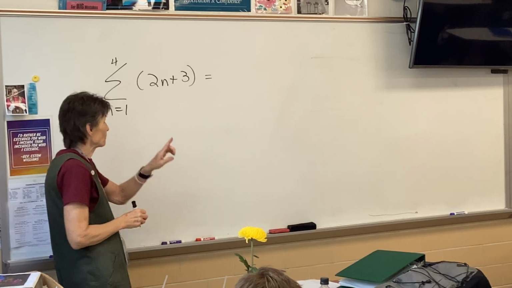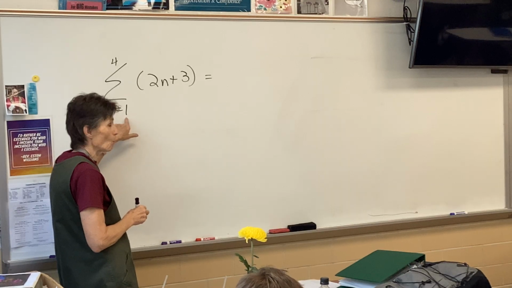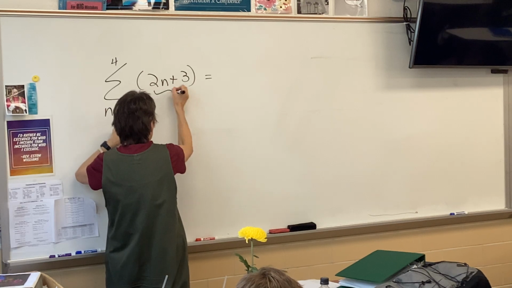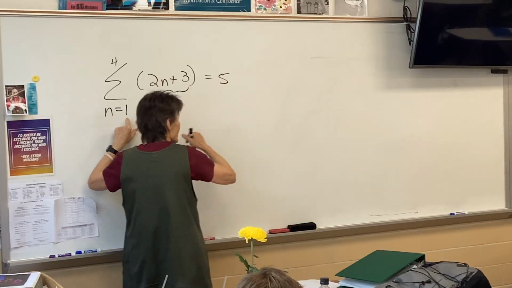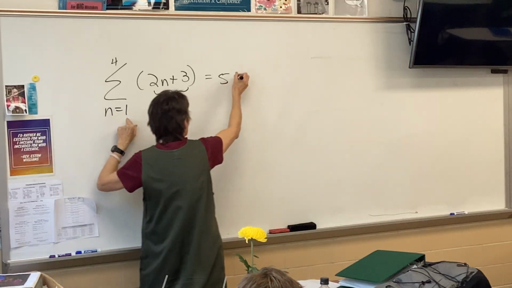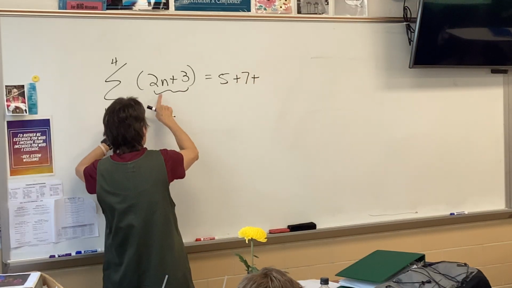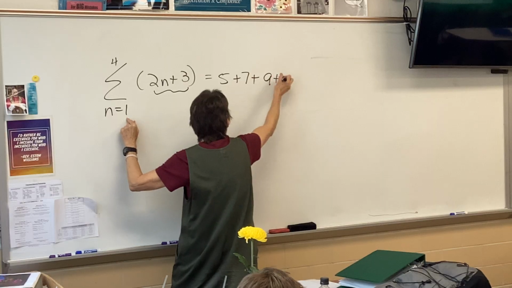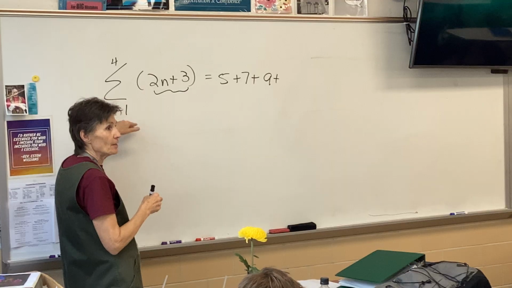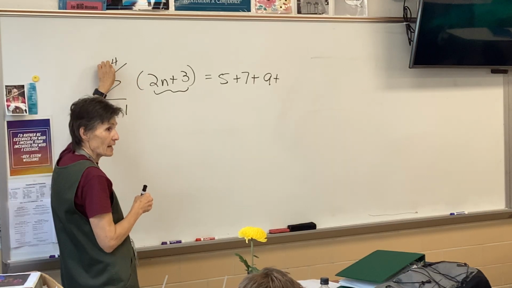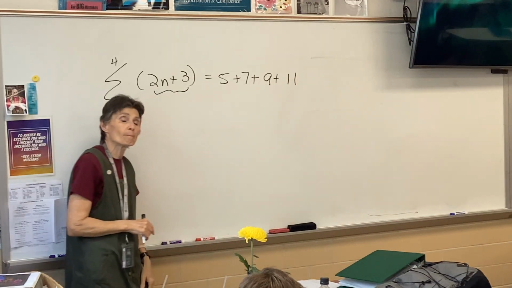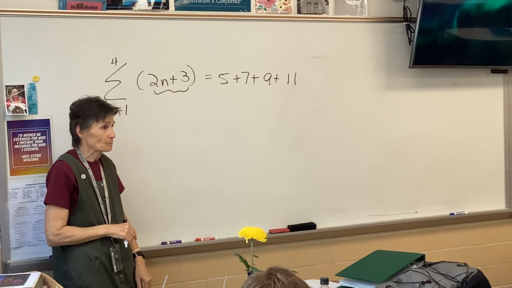Works real easy. Start right here. N equals 1. Put 1 in, and what do you get? What does this equal right here? 5. All right, now put 2 in. What do you get when you put 2 in? 7. And then put 3 in. And then put 4 in. So you start with this number, and you chug, chug, chug, until you get to that number. That's your last one. So I'll put 4 in and get 11. Those are the numbers that I am adding up.